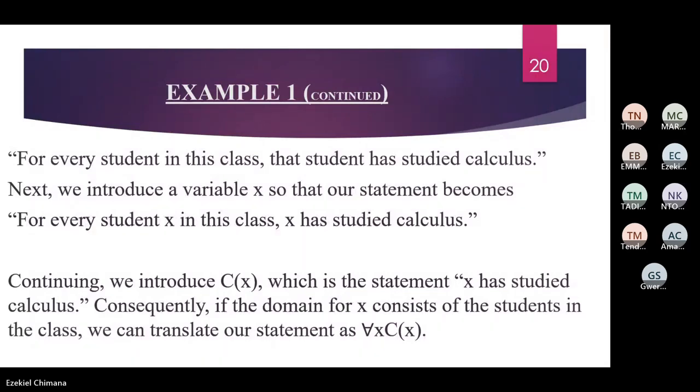So doing so, we obtain: for every student in this class, the student has studied calculus. Next, we introduce a variable x so that our statement becomes: for every student x in this class, x has studied calculus. Then continuing, we introduce C(x), which is the statement x has studied calculus. Consequently, if the domain for x consists of the students in the class, we can translate our statement as for all x, C(x). Next slide, sir.